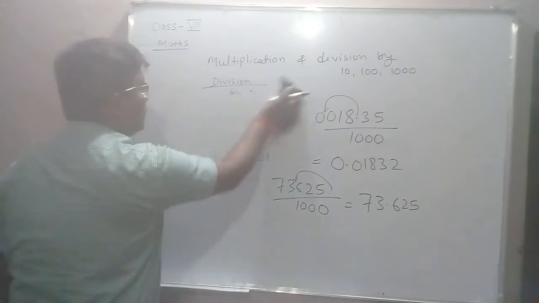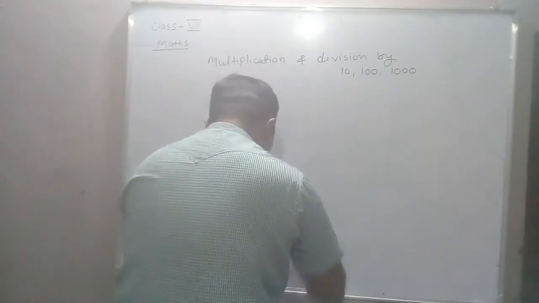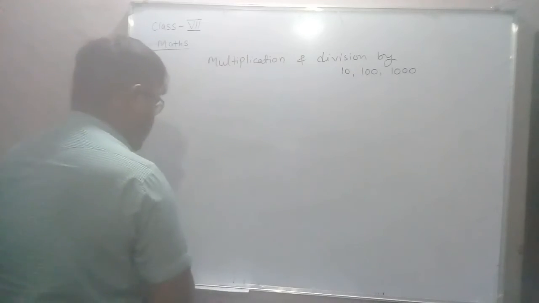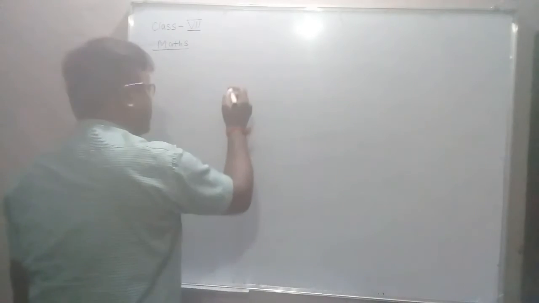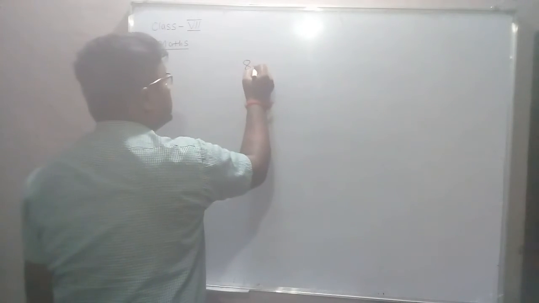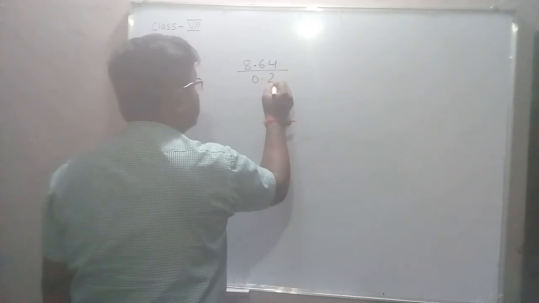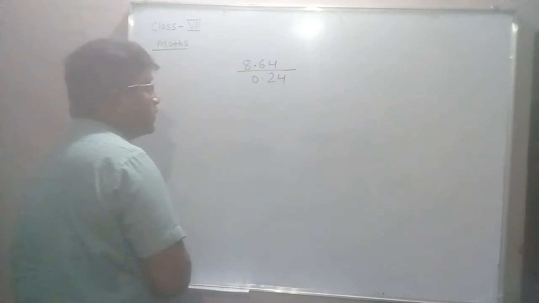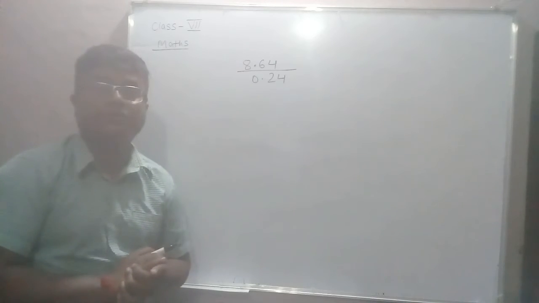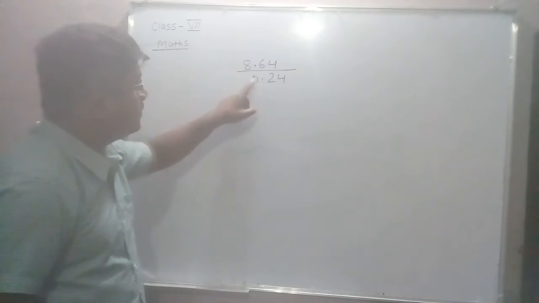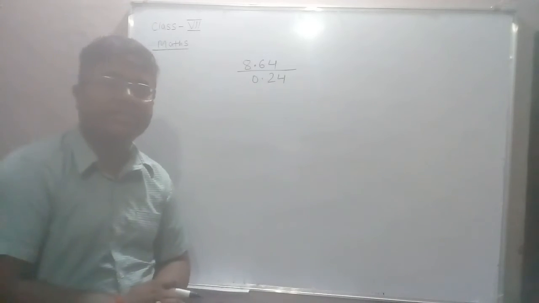Okay, so let's see one more question of division. Suppose the question is 8.64 divided by 0.24. Actually, here a decimal number is divided by a decimal number, but we do not know the table of decimals. We cannot just find it.